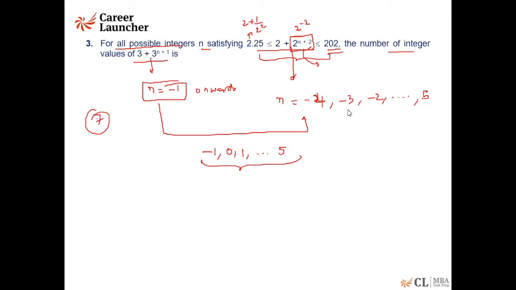Some of you might have missed this fact that n can only start from n is equal to -1, and it's likely that you would have made the mistake of writing the answer as 10.